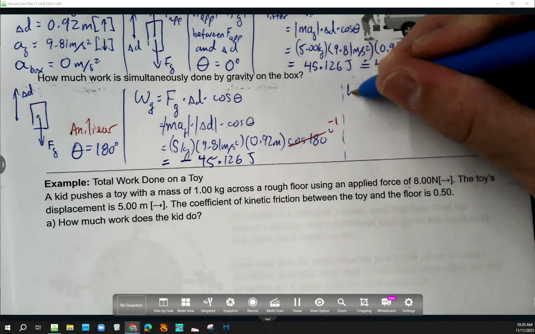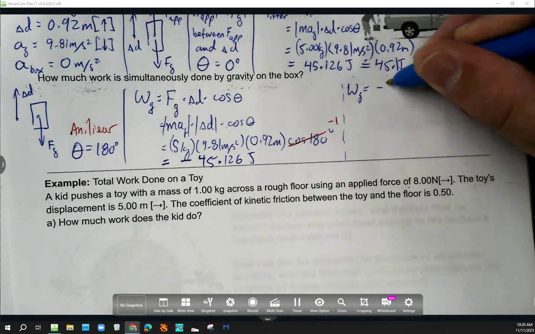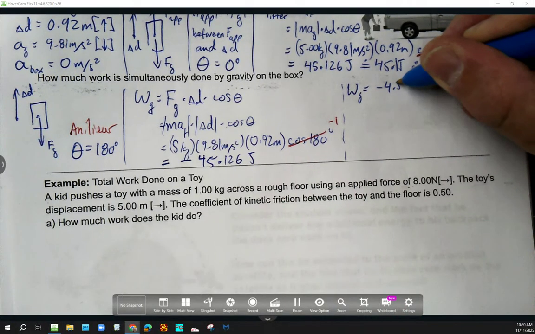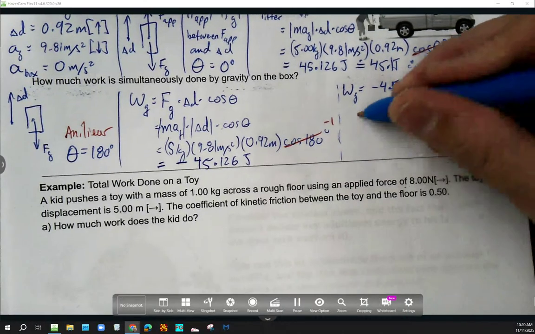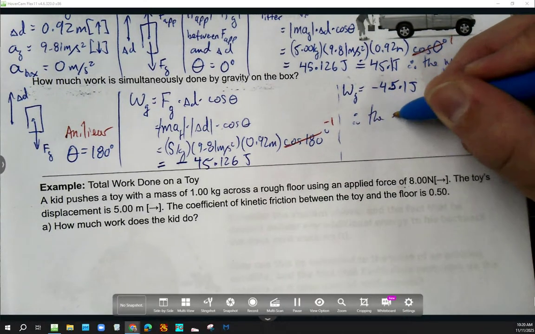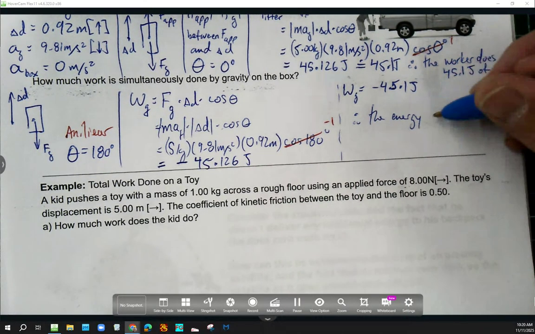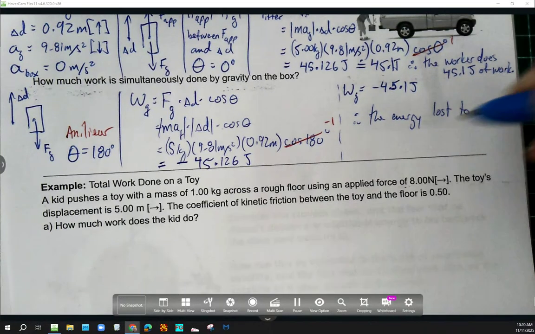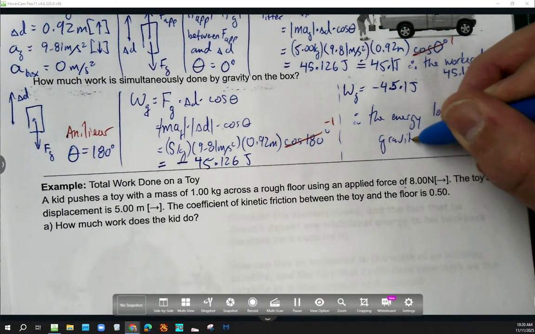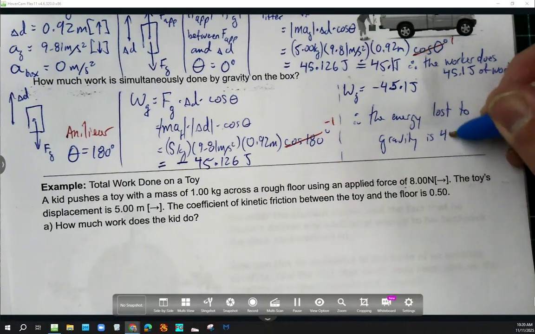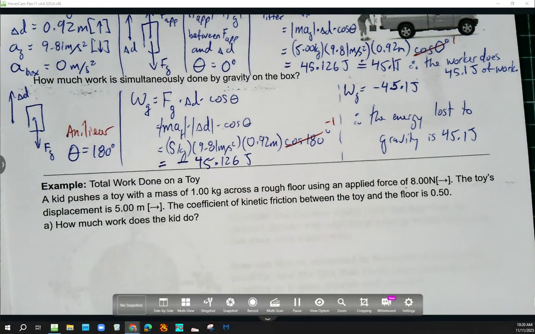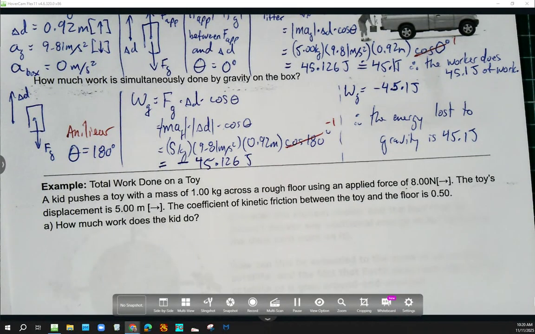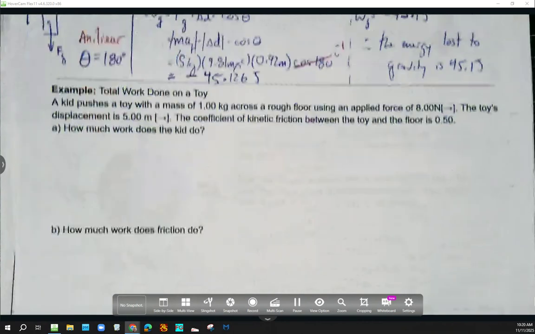So we can say that the work done by gravity is going to be equal to negative 45.1 joules. So therefore, the energy lost to gravity is 45.1 joules. Now, it's not really lost. It's actually kind of stored, and we'll come back to that later. It's stored as gravitational potential energy. And we talked about that previously, but we haven't really come back to it properly.